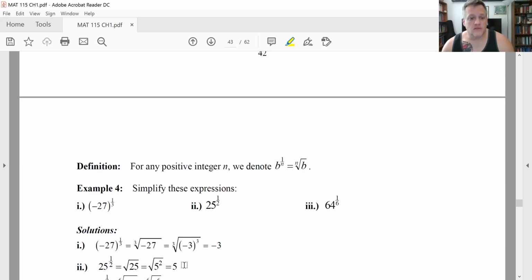Okay, let's look at the next one. 25 to the 1/2 really means the square root of 25, right? The square root of 25 is really 5 squared. It's an even indexed root, so you just get that 5 back.